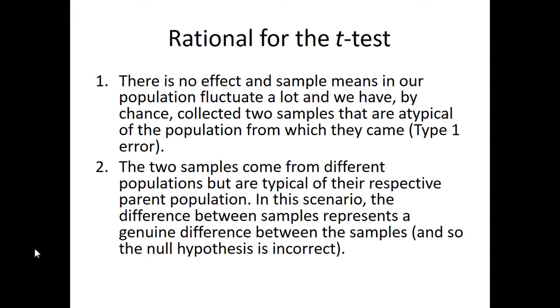First interpretation is type 1 error, that there's actually no effect, and we've accidentally collected two groups that are atypical of what is real. Okay, that's type 1. Where we say there's an effect, but really there's not one. We just happen to get two means that are pretty different. And that's easy to happen if you have a small sample with outliers.